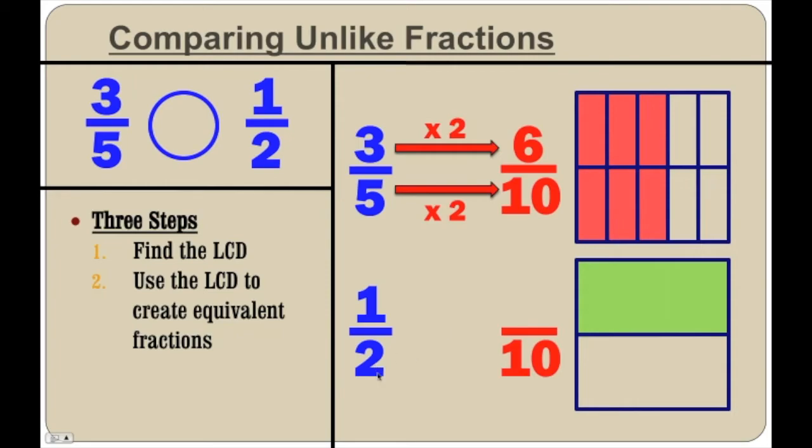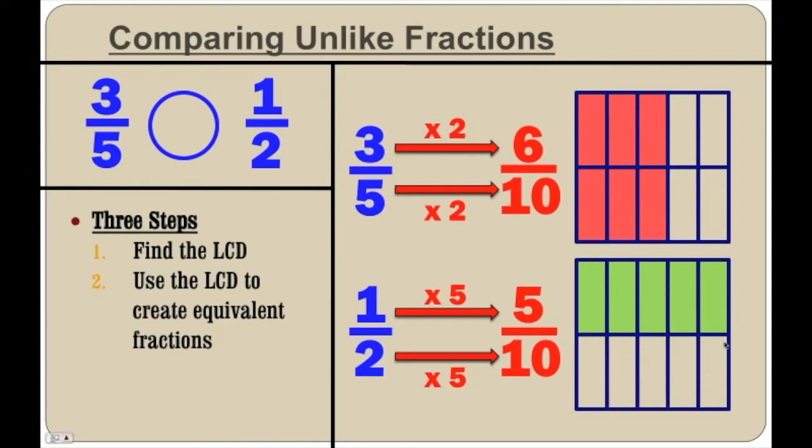And how about down here? We've got a denominator of 2, and we made it 10. So how did we go from 2 to 10? Well, we multiplied times 5. And we'll do the same exact thing for the numerator. 1 times 5 is 5. And what happens is this 1/2 is now going to be 5/10 because we broke it up into 10 pieces, of which 5 are shaded.